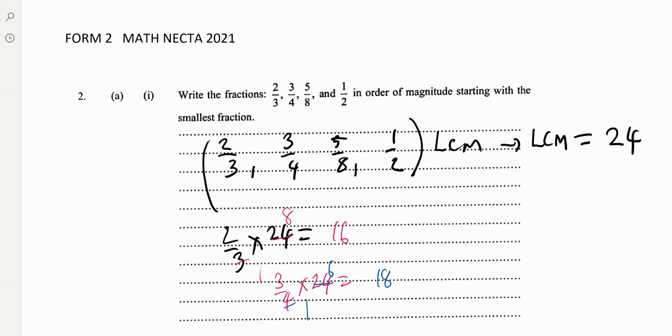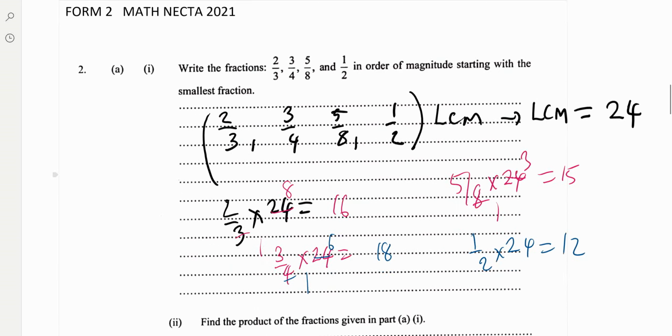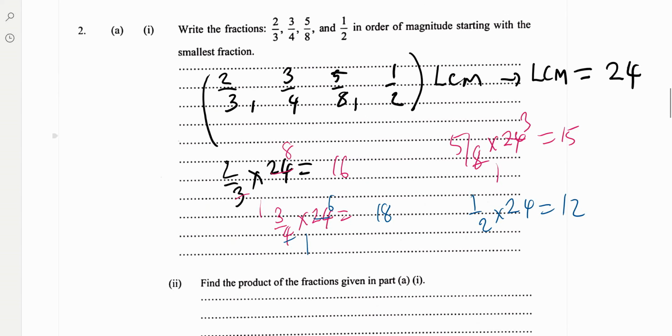Then we go to 5/8 multiplied by 24, by 8 1, 3 here you have 15. Then you go to a half, 24 you get 12. So arranging them, starting with the smallest one, we'll be starting with a half. Then the next one is going to be 5/8.